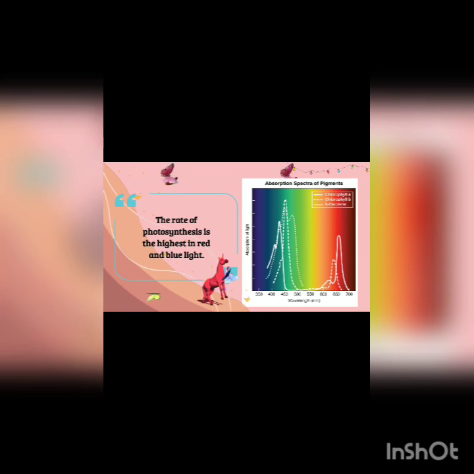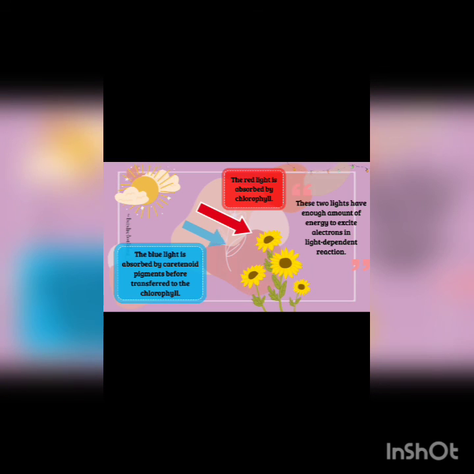This phenomenon occurs because the red light is absorbed by chlorophyll, while the blue light is absorbed by carotenoid pigments before being transferred to the chlorophyll.